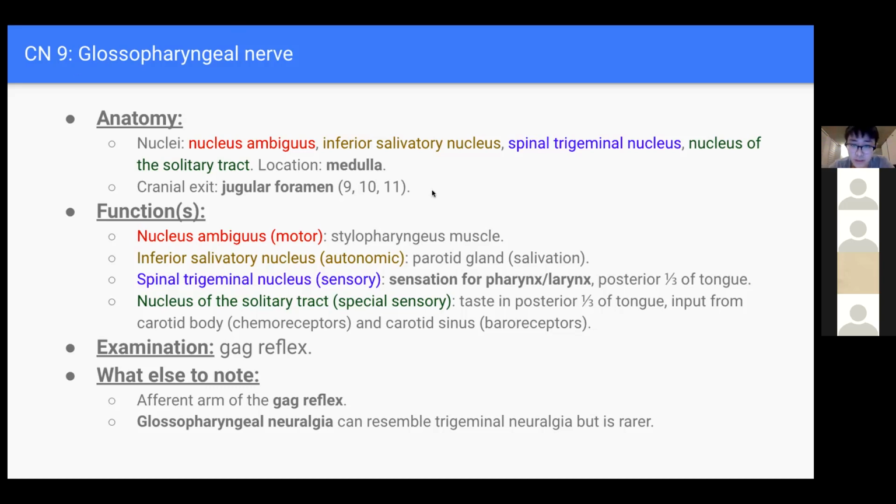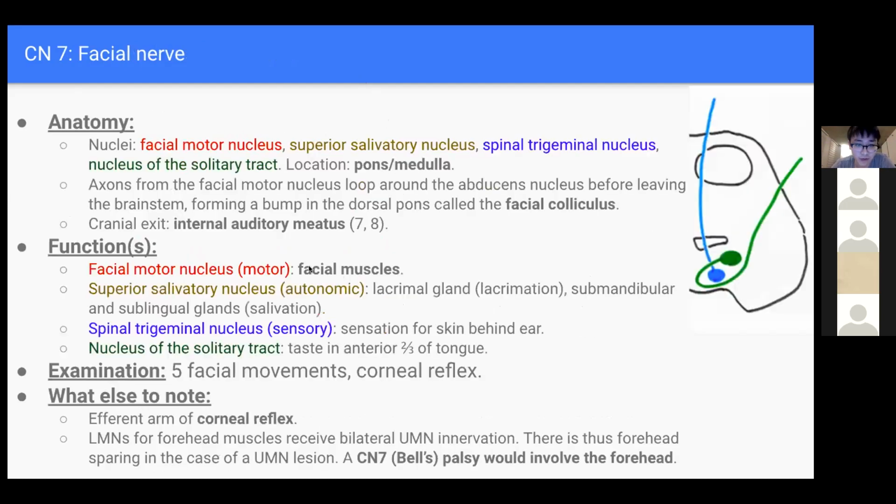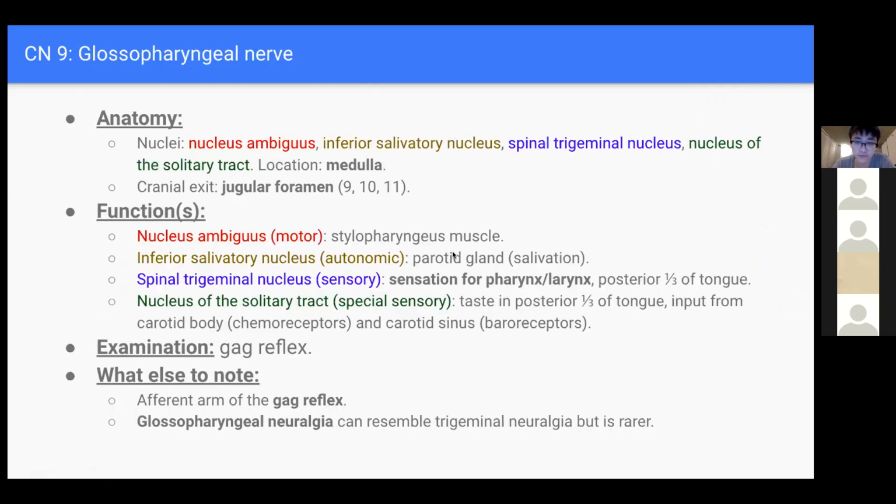The question, should we know all these nuclei? So no, again, you don't need to know all these nuclei. This is probably a little more than what you need to know. This is all from the slides. So technically, I guess it's fair game, but if you don't have the time and you really want to focus on the high yield stuff, I would only focus on what I've highlighted here, right? So essentially for the 7th nerve, I would focus on the facial muscles, the motor aspect of the facial nerve. And for the 9th nerve, I would focus on the sensation for the pharynx and larynx. So that's what I would focus on.